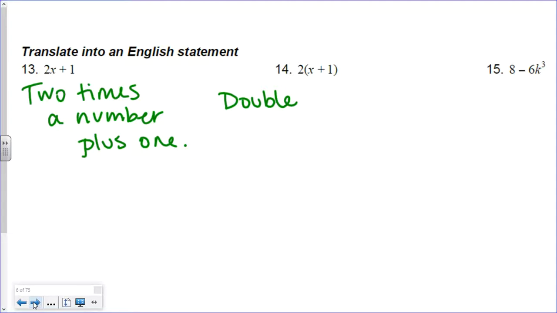What is this? It's adding, right? What's the fancy math word that means to add? Sum. Double the sum because there's 2 things in a sum, right? Those parentheses are holding them together. What am I summing? A number and 1.